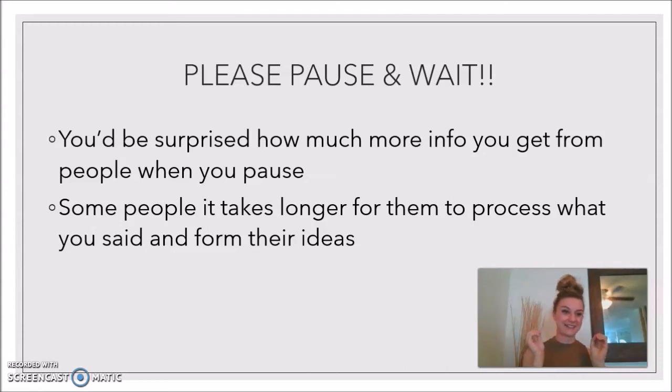We say between 5 and 10 seconds, and I know it can be hard, but pause and wait, because during that time, a lot of people are just processing things, and they just need all that time to process their ideas before they can actually say what they want to say. So if you can remember to pause and wait before carrying on a conversation, that's so great, so important. I would encourage everybody to do that.